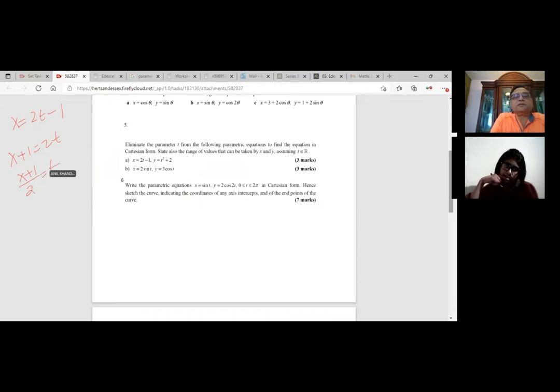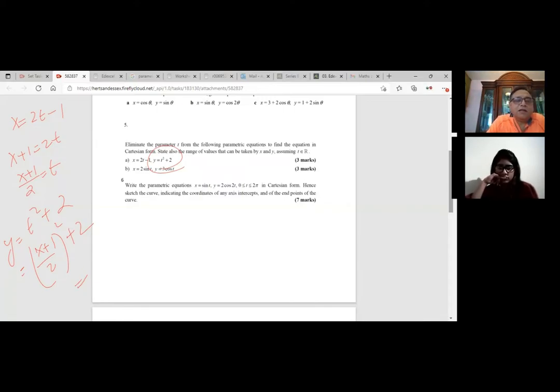Substitute this in the second equation, which is y equals t squared plus 2. So t is (x plus 1) over 2, whole squared, plus 2. And so you get your equation. You may simplify this, right?